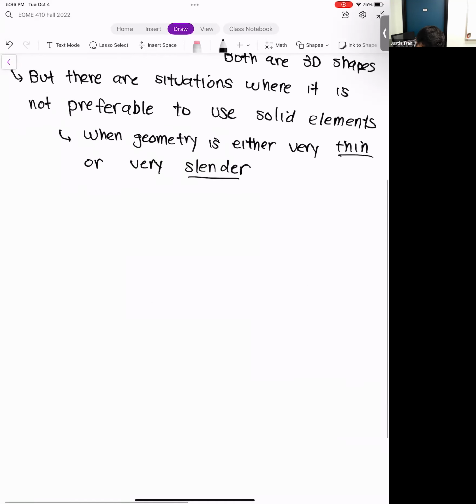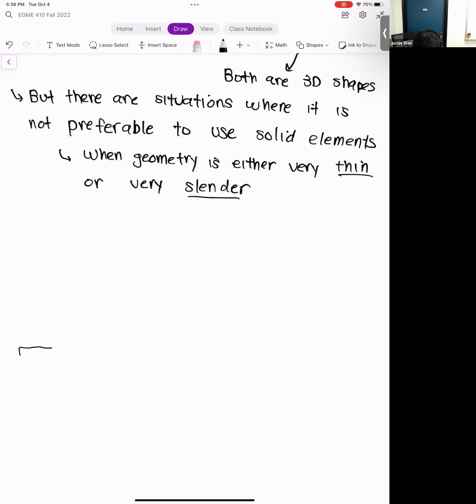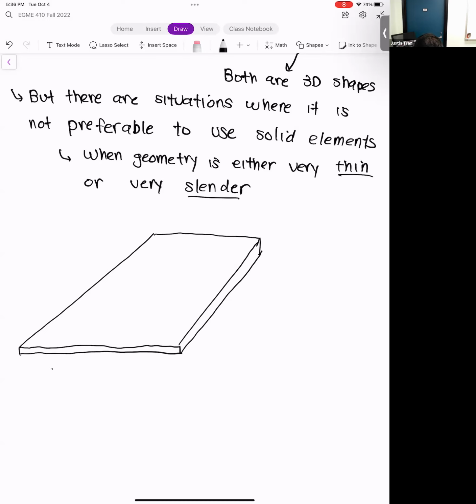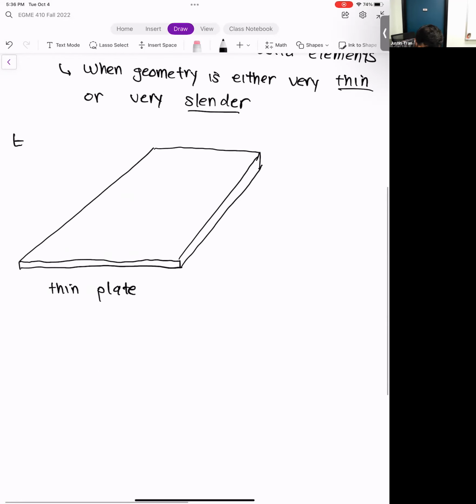Let's draw a couple examples. Let's say that we're doing a finite element simulation of a very thin plate. This happens a lot in practice. If you want to do a simulation on a part that's very thin, the solid elements will have a hard time, first of all meshing it, and second of all getting accurate results on it. That's one example.